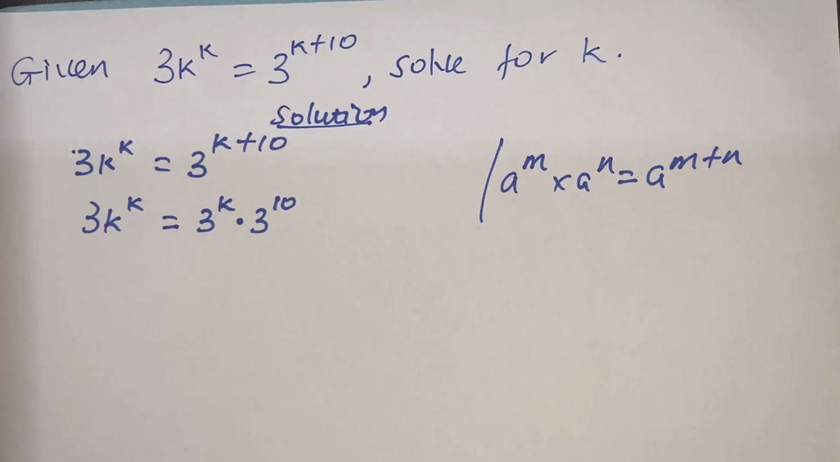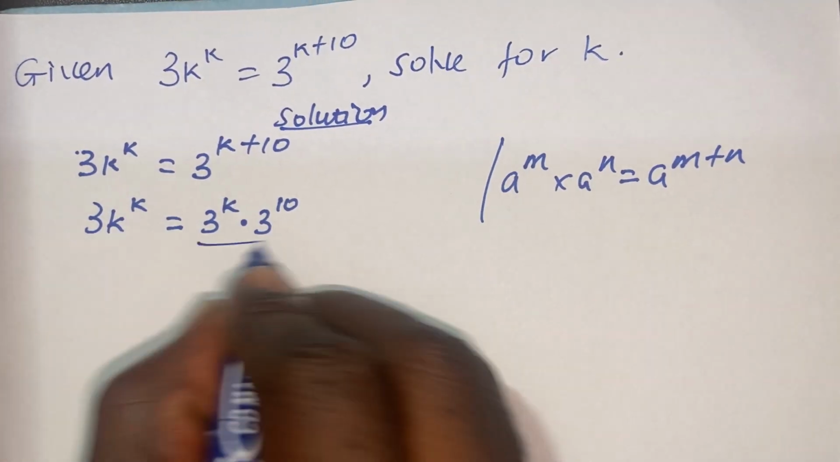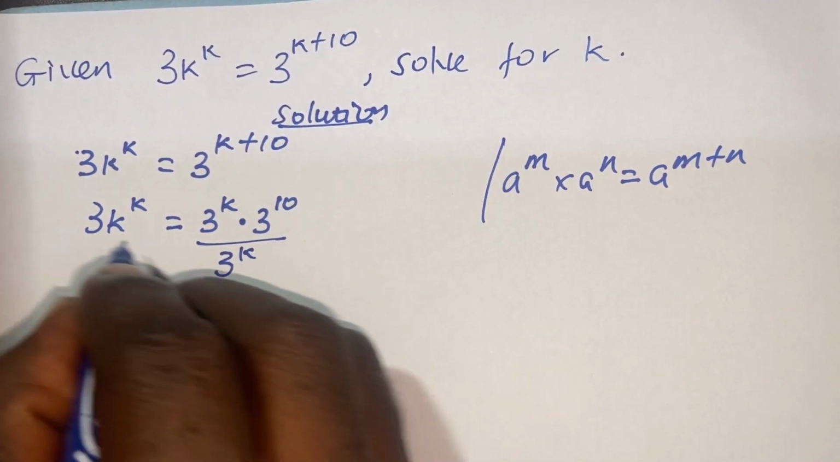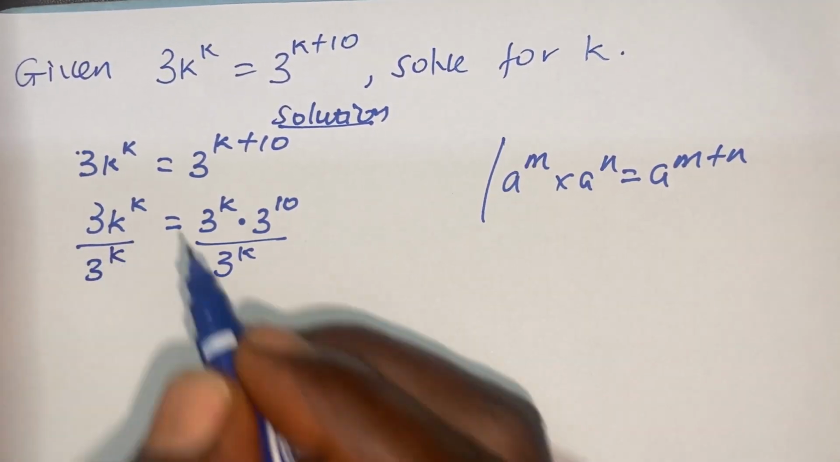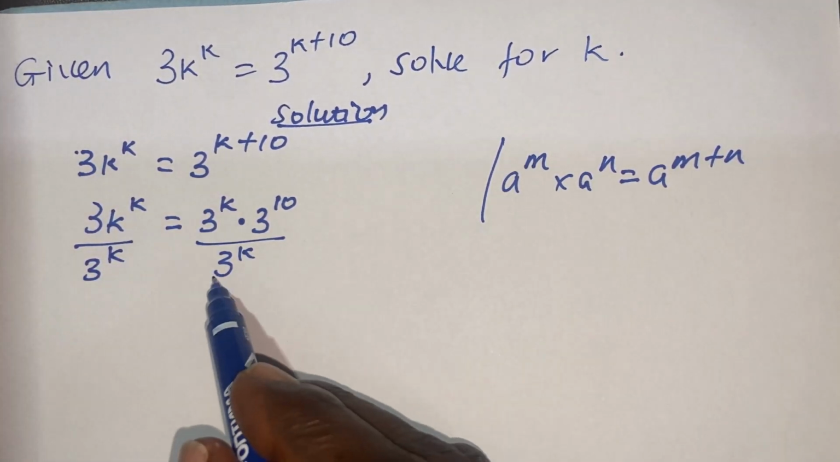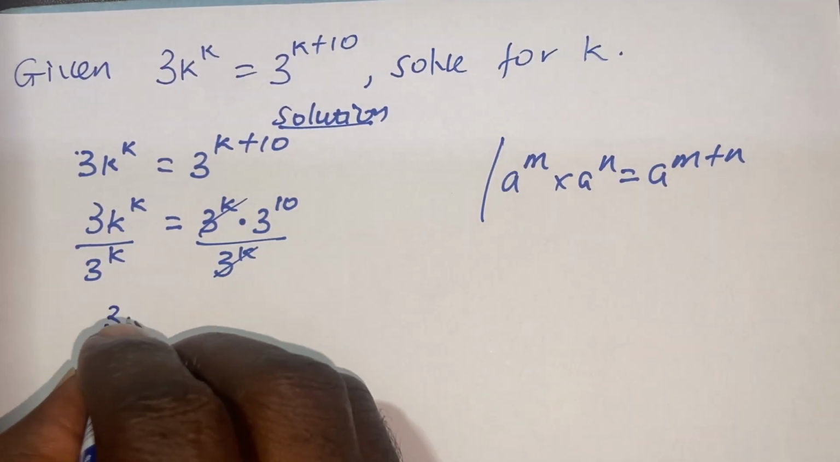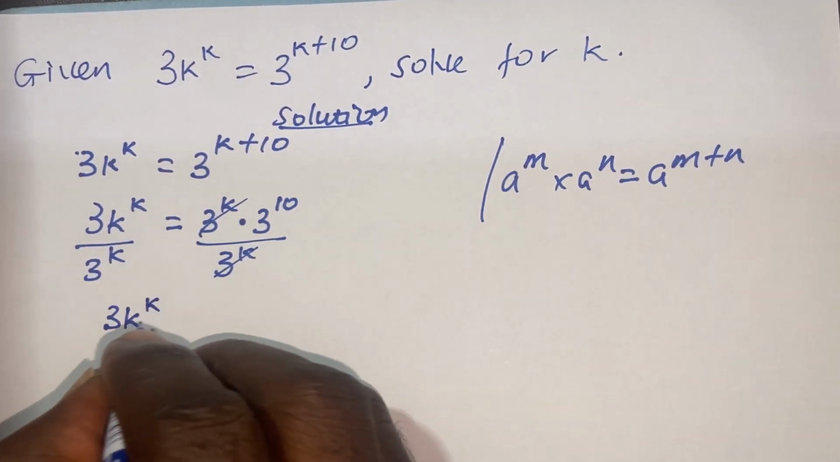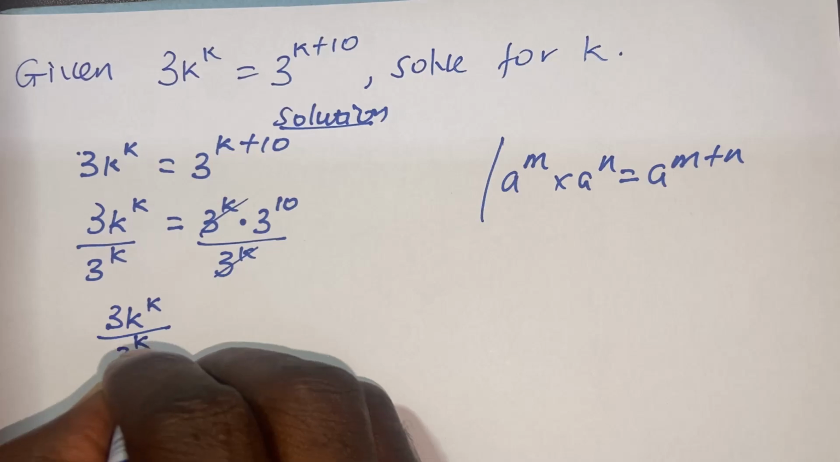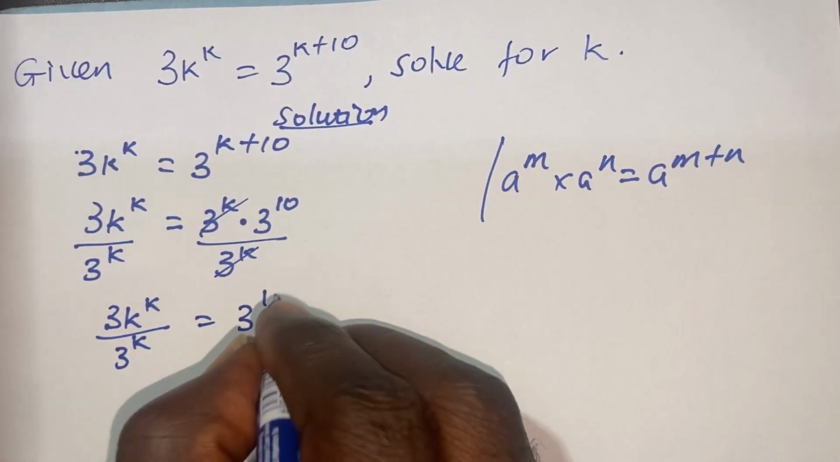From here, we can divide both sides by 3 to the power k. We are doing this so that the variable moves to one side of the equation. So we divide here by 3 to the power k, here by 3 to the power k. Now this 3 to the power k takes care of this, leaving 3k to the power k all over 3 to the power k equals 3 to the power 10.